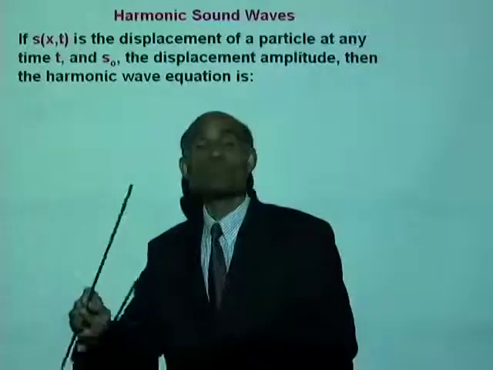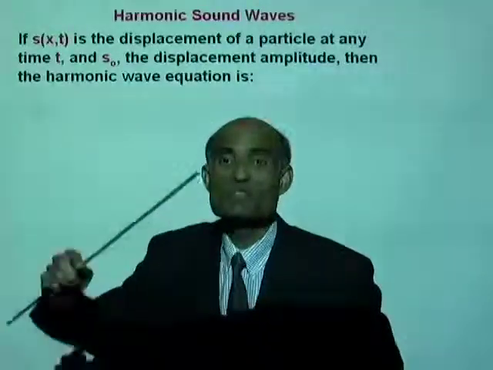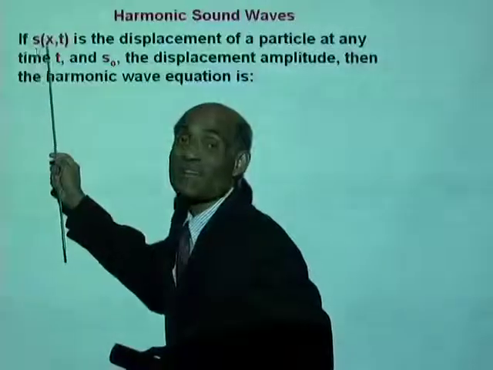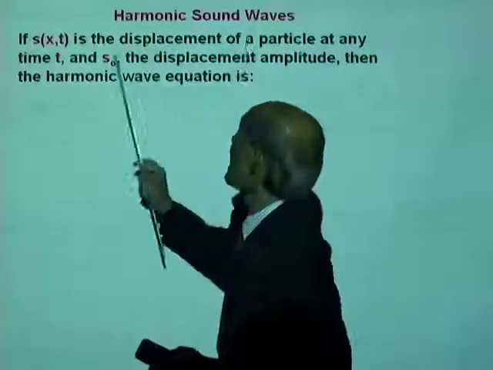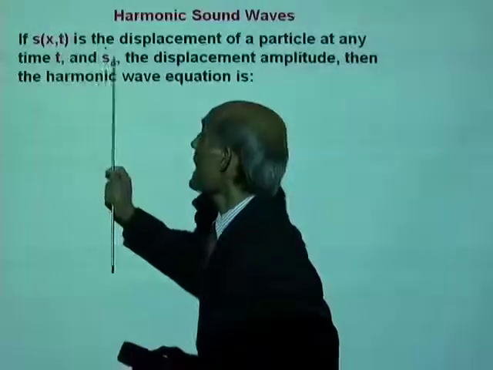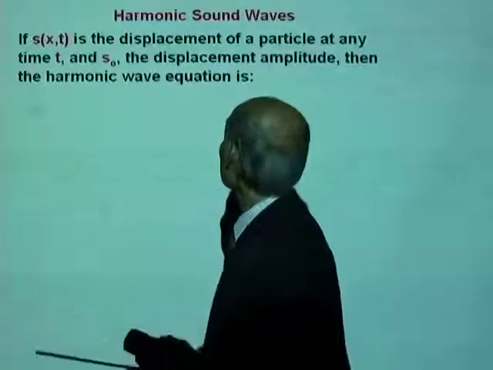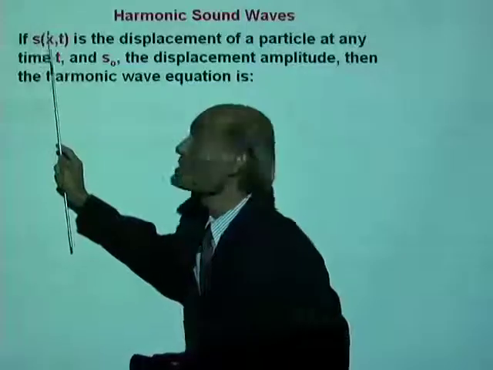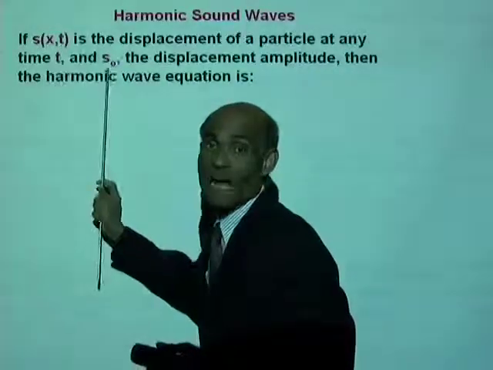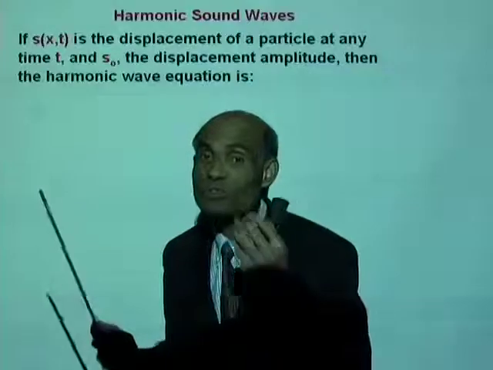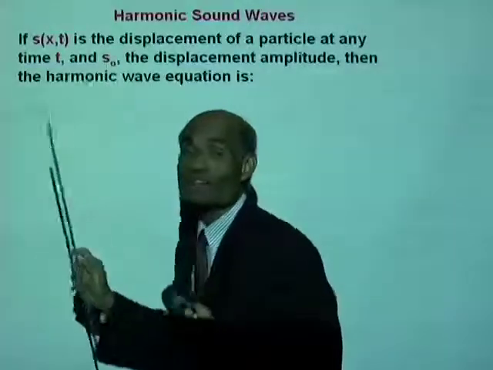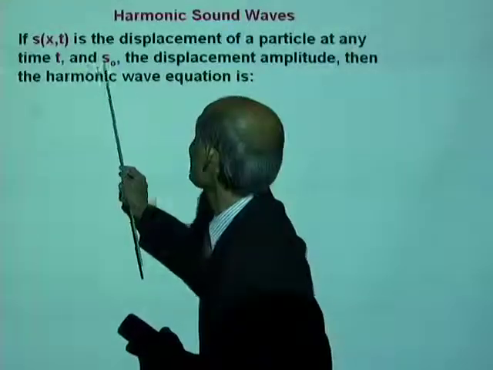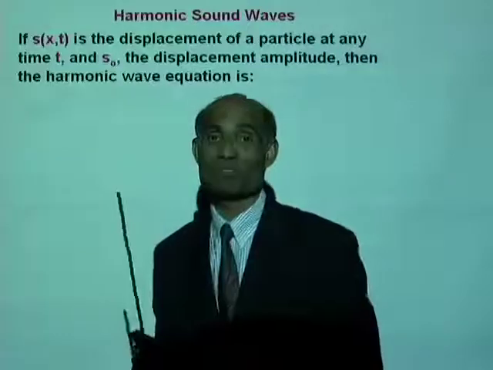Now, in the case of sound waves, we will represent the displacement as s as a function of x and t. We will not use y. Y is for the vertical displacements. Here we will use s(x,t) as the displacement of a particle at any time t, and s0 the displacement amplitude. So in place of y(x,t) you have s(x,t), and in place of a, the amplitude, we have s0. S0 stands for the displacement at its maximum. We call s0 the displacement amplitude.